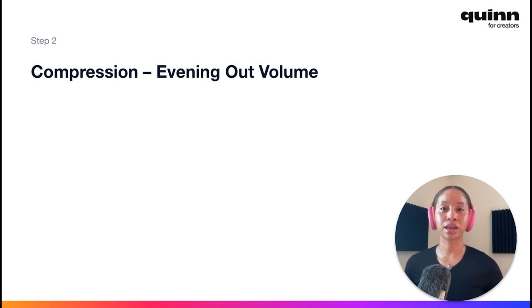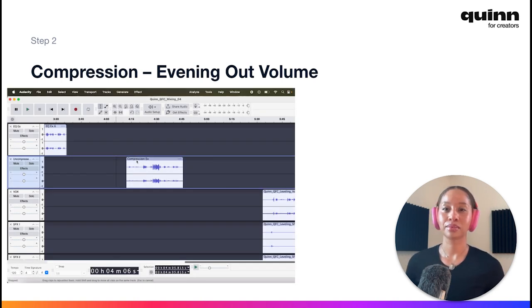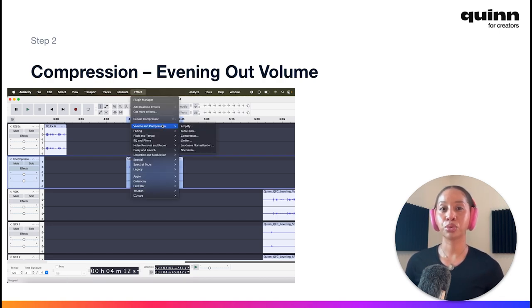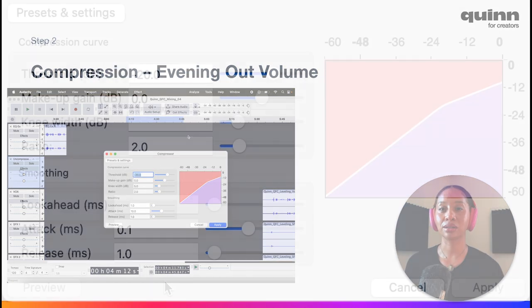Step 2, compression. Compression helps your voice sound more even. It lowers the loud parts a little and lifts the quiet parts a bit, so the listeners don't have to turn the volume up and down while listening. Here's how to apply it in Audacity. Highlight your voice track, go to Effect, Compressor, and try these settings.